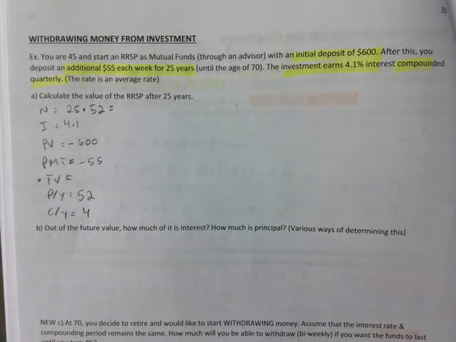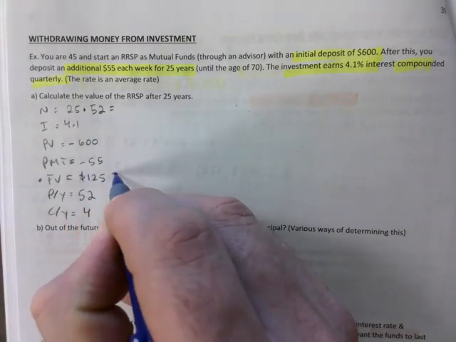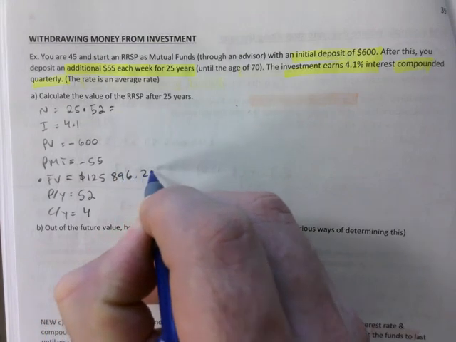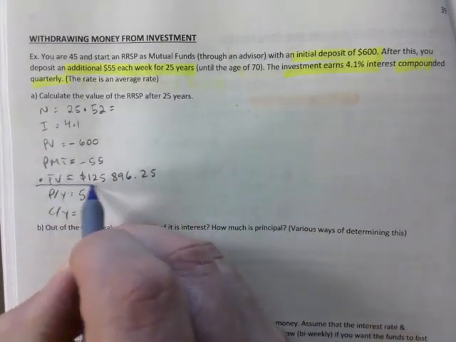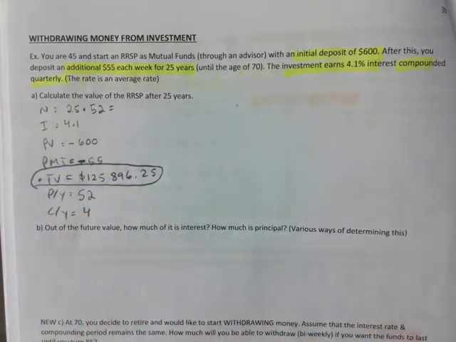And if you solve for that, you get $125,896.25. I put a dollar sign on it, and if I circle it, that would be enough for the province. You're clearly indicating which one answers the question.